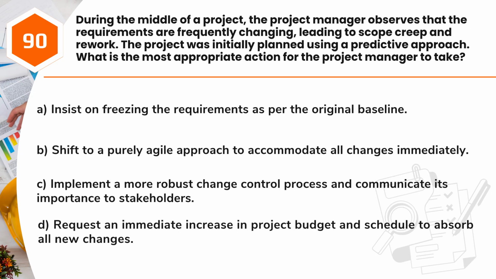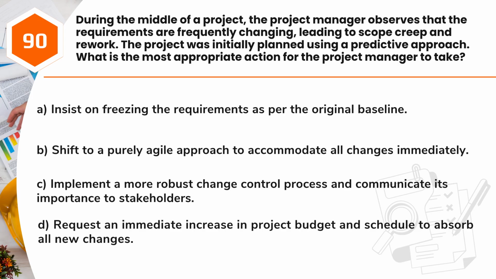Question 90. During the middle of a project, the project manager observes that the requirements are frequently changing, leading to scope creep and rework. The project was initially planned using a predictive approach. What is the most appropriate action for the project manager to take? A. Insist on freezing the requirements as per the original baseline. B. Shift to a purely Agile approach to accommodate all changes immediately. C. Implement a more robust change control process and communicate its importance to stakeholders. D. Request an immediate increase in project budget and schedule to absorb all new changes.